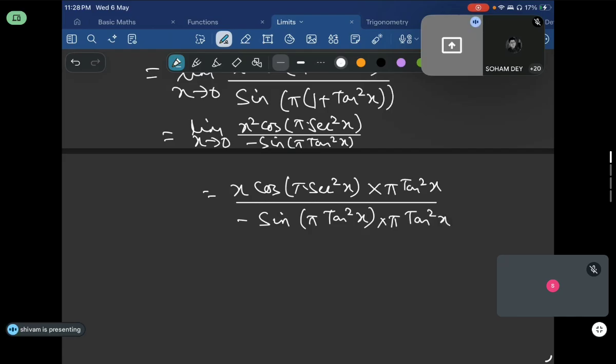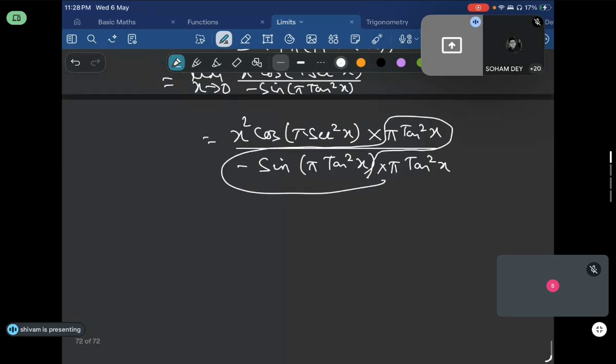You see, everyone, this whole limit will turn into minus 1, and pi tan square x divided by x square will become pi only in the denominator. So when x is tending to 0, this will become cos of pi into sec square x. So cos pi is -1, divided by -1 into 1 over pi. This will become 1 by pi, which is equal to 1 by n pi. Therefore, n is equal to 1.